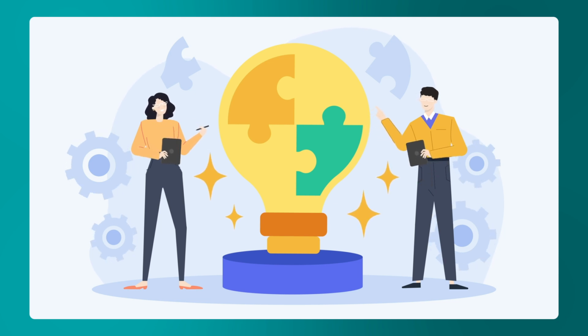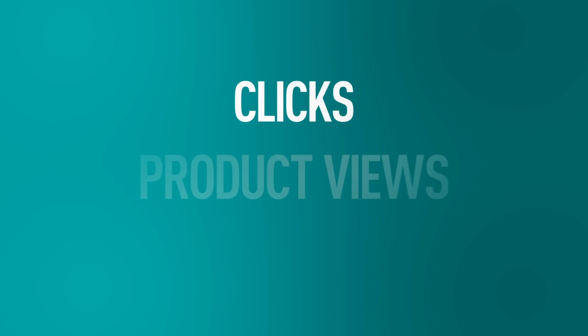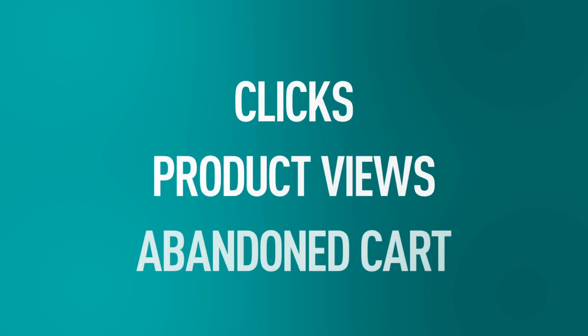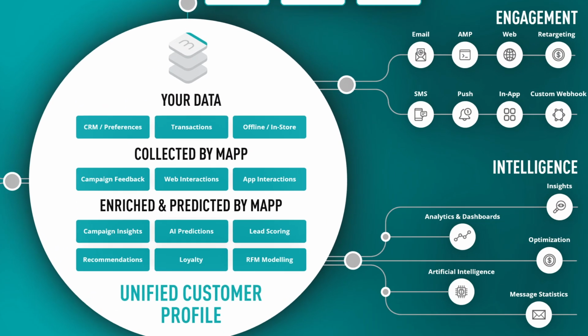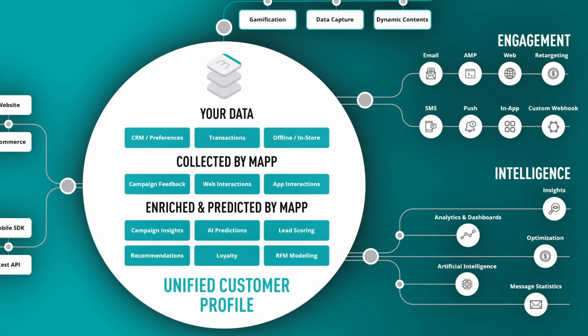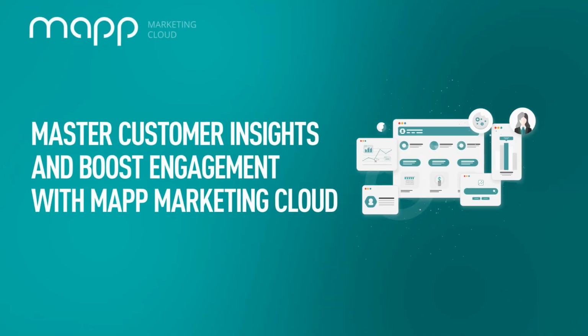And you don't have to stick to tracking basic stuff like clicks, looking at products, or when someone leaves their shopping cart. Our digital analytics and customer insights suite, powered by artificial intelligence, allows you to deep dive into your data across all your digital properties. Here are five areas in Mapp Marketing Cloud that allow you to use your customers' activities to personalize your campaigns.